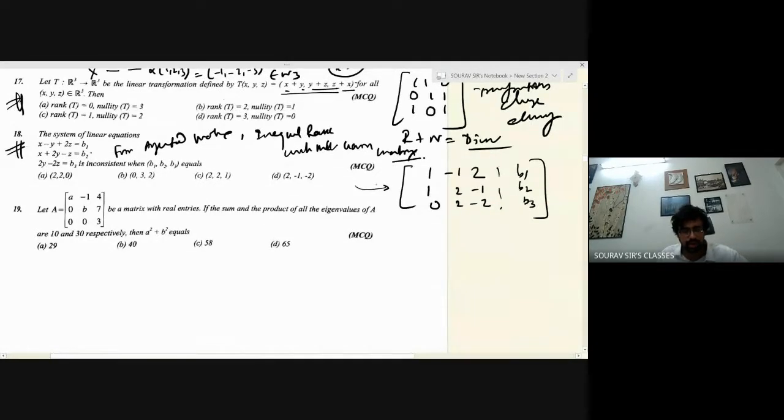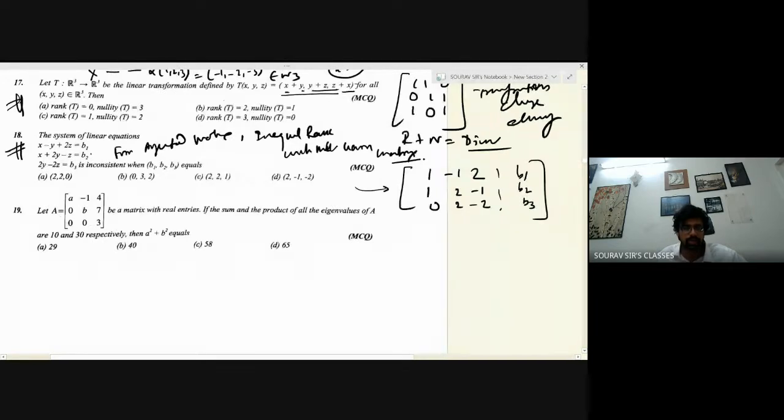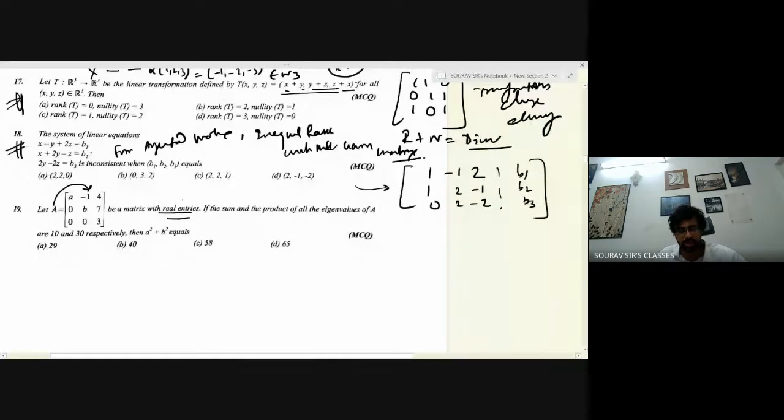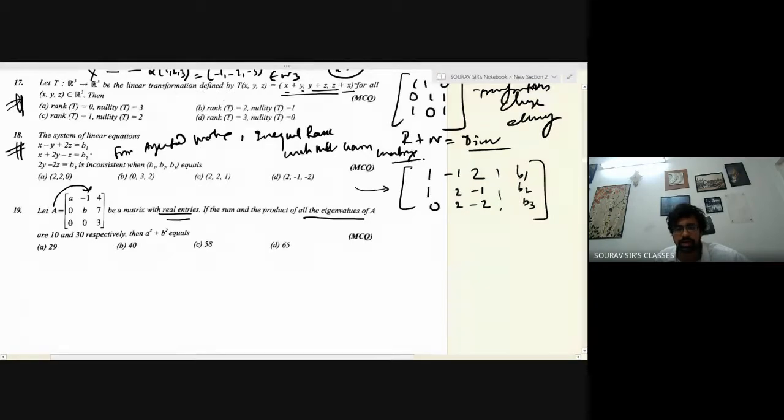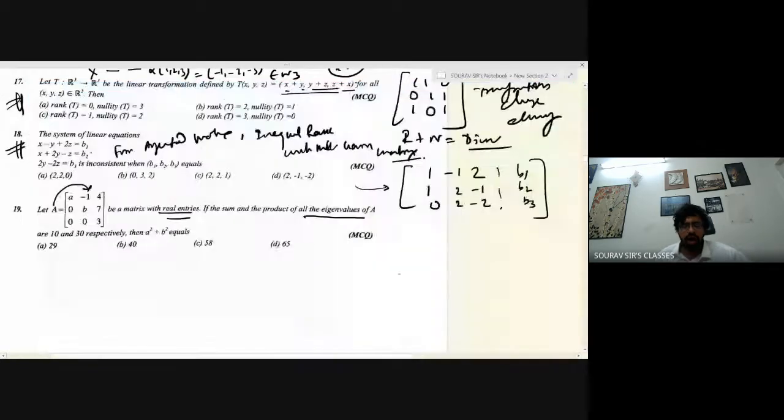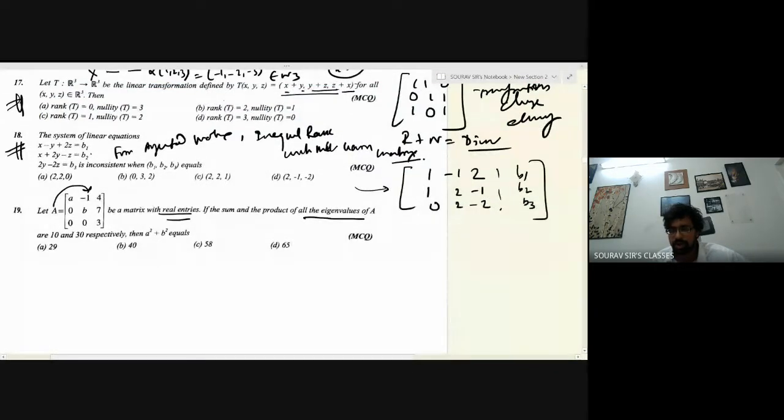The 19 is very easy. A equal to this matrix, be a matrix with real entries, all the entries are real. If the sum and product of all eigenvalues of A are 10 and 30 respectively, then A square plus B square. This I think we have done anyway. In this batch, have we done this thing? 19? Anyone remember? Okay. I hope I haven't. Now, let's do it.